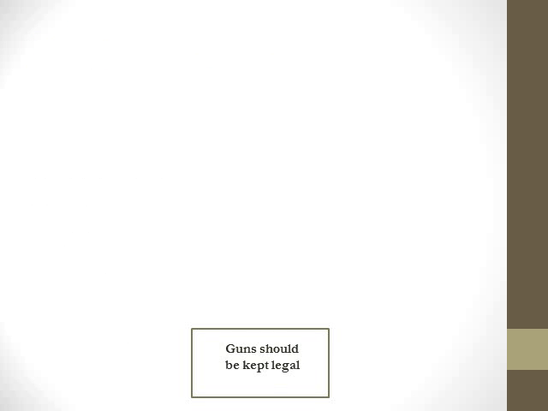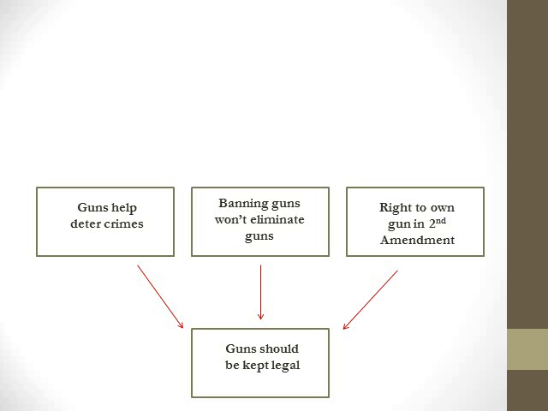Okay, call me crazy, but one of the things that I've always done is actually provide a diagram of my argument as an outline. Here I have my thesis, and then I brainstormed 3 or 4 major points that will be used in support of my thesis. Here I have guns help deter crime, banning guns won't eliminate guns, and we have a right to own a gun as specified by the Second Amendment of the Constitution. So these are my 3 major points. Maybe you could call them major premises that converge onto my conclusion that guns should be kept legal.